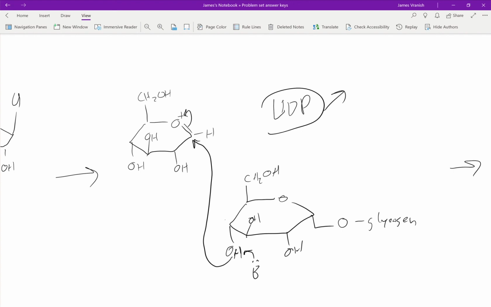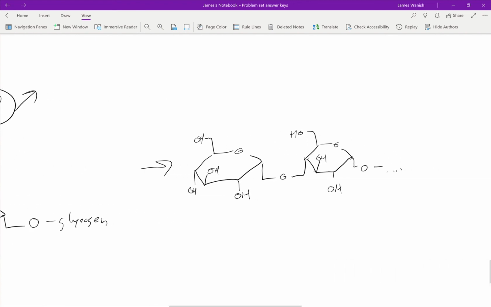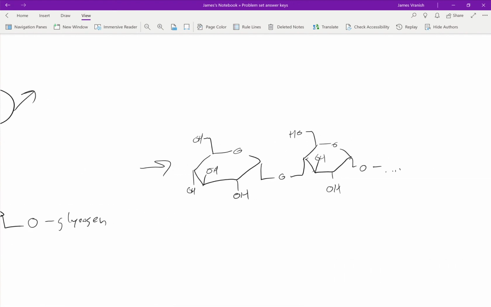It can leave the active site. At this point, we have basically added 1 glucose unit onto glycogen. All right, so that's it for problem 1 on problem set 18.